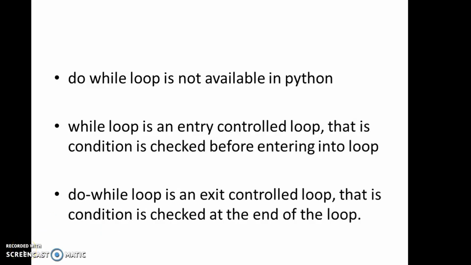Do while loop is not available in Python. The difference between while and do while is that while loop is an entry control loop, that is, the condition is checked before you enter into the loop. So if the condition becomes false, it won't enter into the loop even the first time. But do while loop is an exit control loop, that is, the condition is checked only at the end of the loop. So that is the difference. As the do while loop is not available in Python, we can have a similar operation using the while loop, which we can see in the program we are going to discuss now.